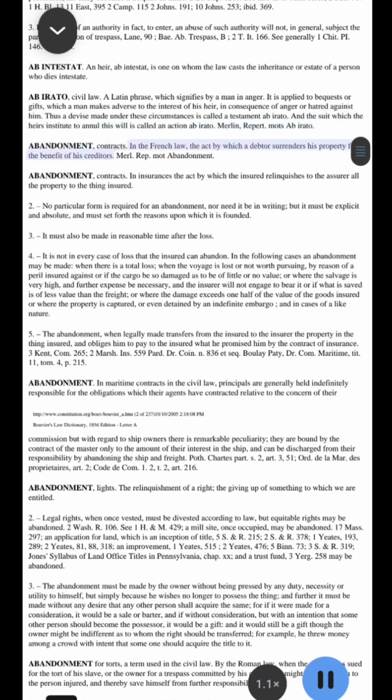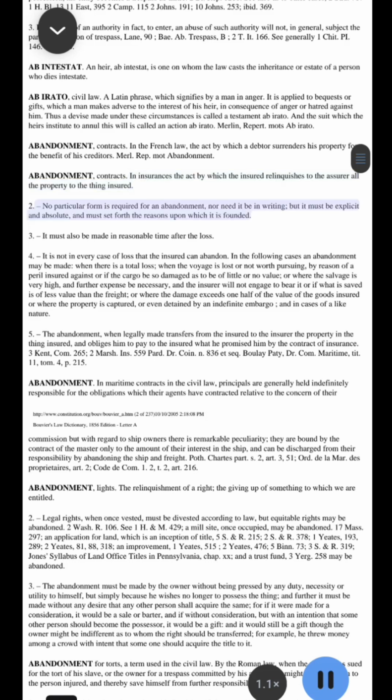Abandonment, contracts. In the French law, the act by which a debtor surrenders his property for the benefit of his creditors. Merlin, Répertoire, mot Abandonment. Abandonment, contracts. In insurances, the act by which the insured relinquishes to the assurer all the property in the thing insured.